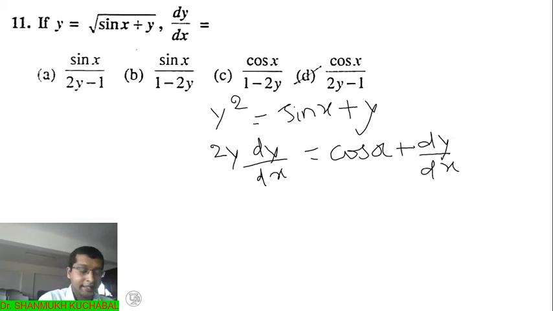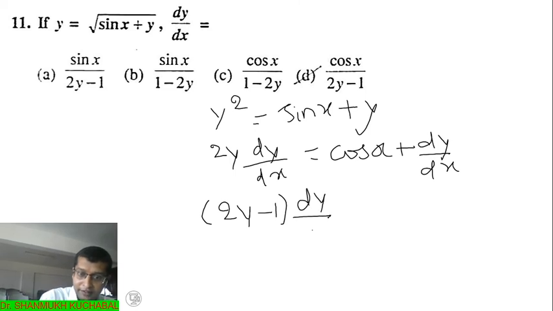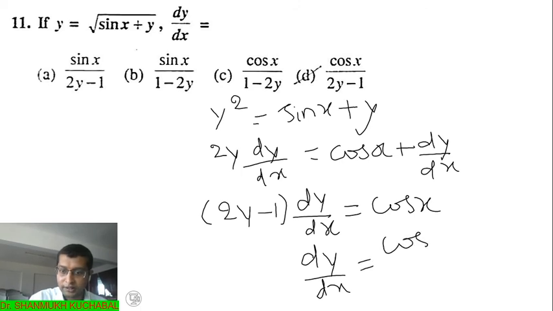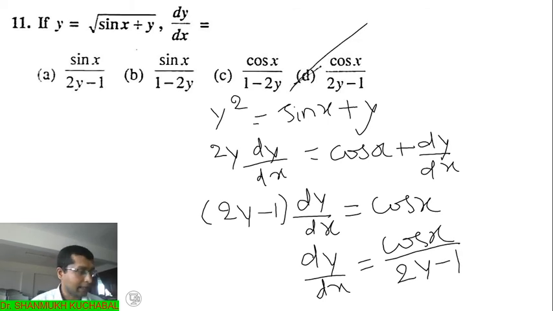So further, dy by dx we collect on the LHS, so we get 2y minus 1 as the function, dy by dx is common, and we get cos x. So the solution for dy by dx is cos x divided by 2y minus 1. That is the next step. dy by dx equals cos x divided by 2y minus 1. Therefore option D is the right answer.